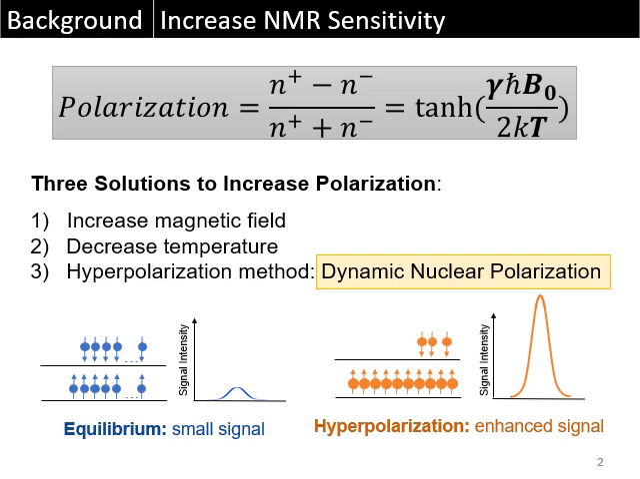So first, I'll explain why we want to use DNP. As you may know, NMR is basically detecting the population difference between the two nuclear energy states, and this is called polarization. Polarization is calculated with this formula. There are three solutions to increase polarization. First is to increase the magnetic field B0, second is to decrease the temperature T, and the third one is to introduce a hyperpolarization method. Dynamic nuclear polarization, or DNP, is the most commonly used hyperpolarization method.